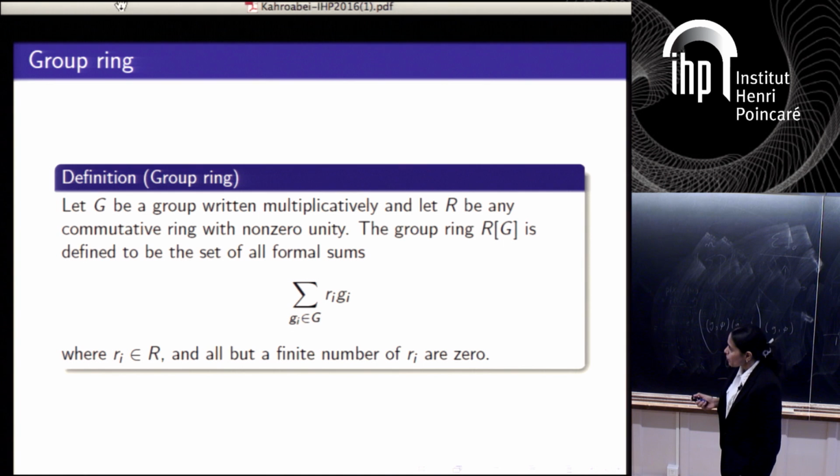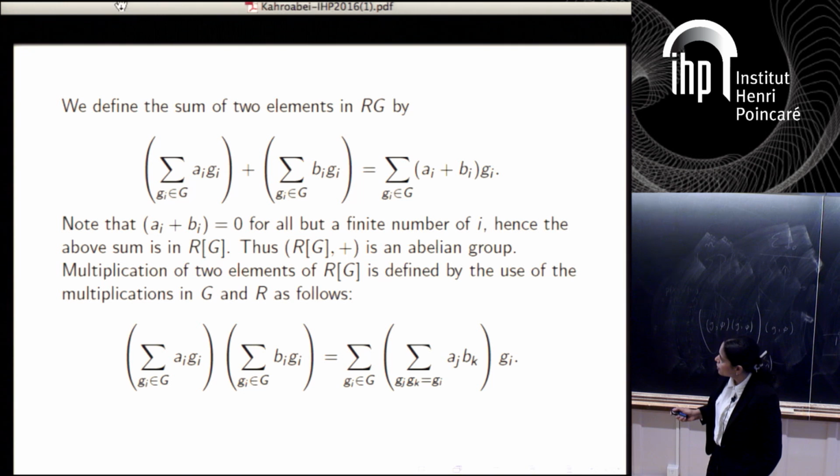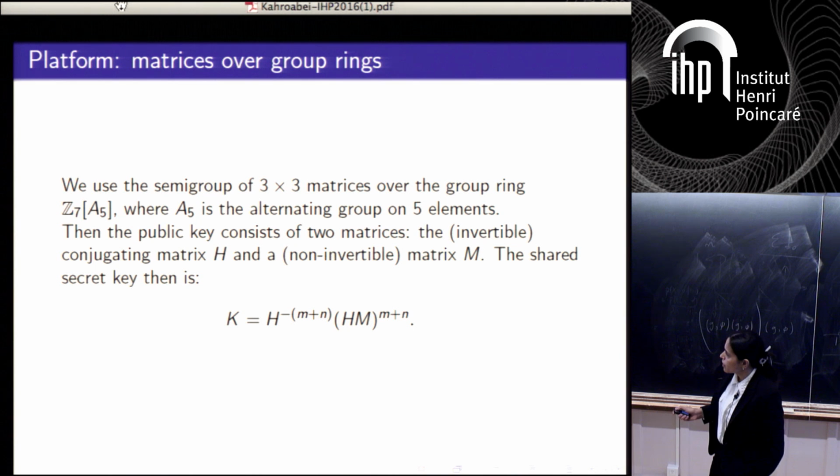Do you all know about group rings? Just very quickly, if you have a group G and a commutative ring R with non-zero unity, then the group ring RG is defined as the set of all formal sums in this way. You define addition to just add the a_i and b_i, and that's how you define multiplication. At the beginning, we proposed to use a semi-group of 3x3 matrices over the group ring Z_7[A_5], where A_5 is the alternating group on 5 elements.